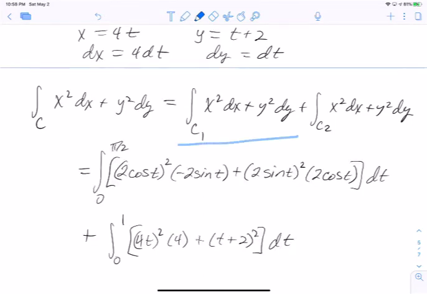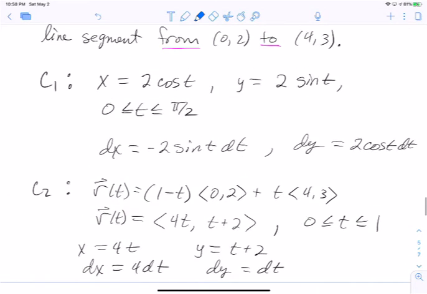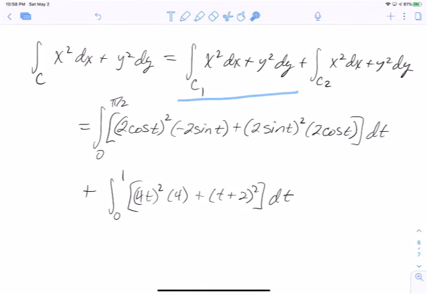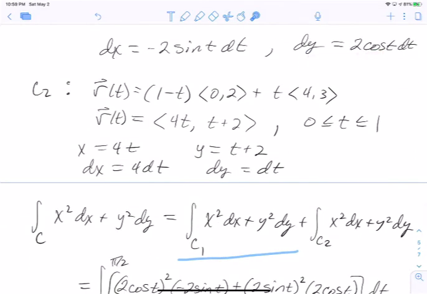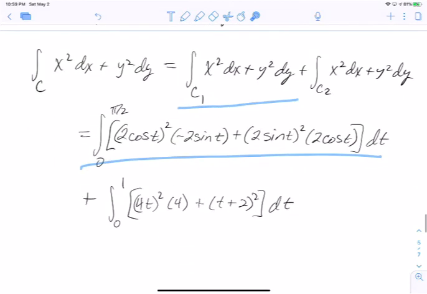Because for C1, x is equal to 2 times the cosine of t, and dx is negative 2 times the sine of t dt, in place of x squared and dx, we have the quantity 2 cosine t squared times negative 2 times the sine of t. And then for y squared dy, remember y is 2 times the sine of t, dy was 2 times the cosine of t dt, and so y squared is the quantity 2 sine of t squared, times 2 cosine of t, and then the dt is factored out.